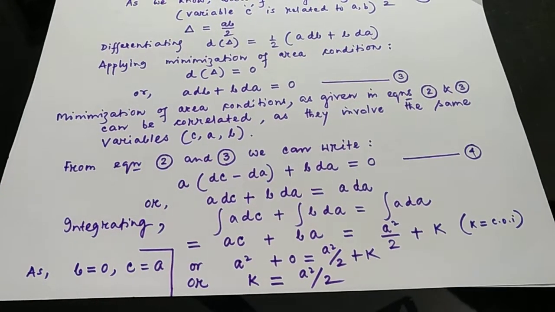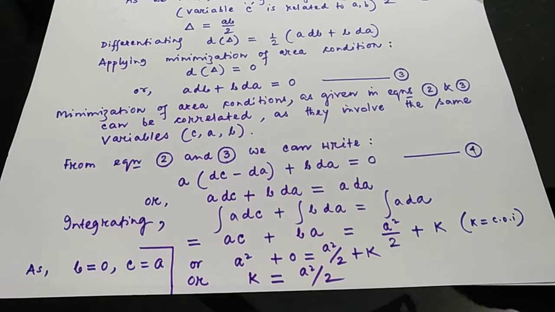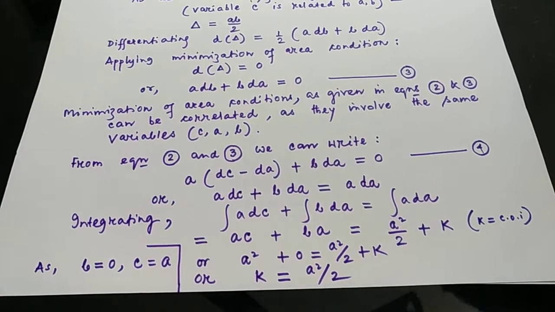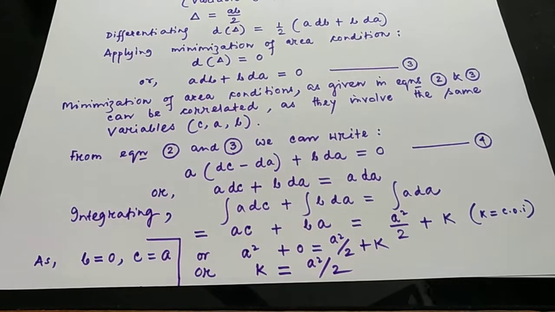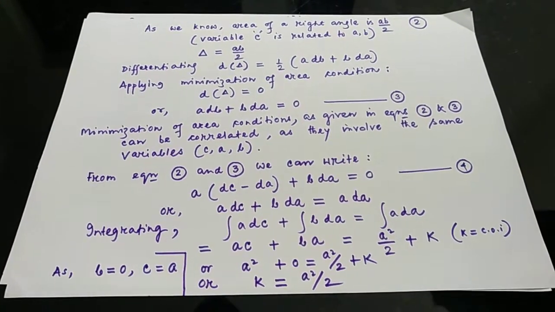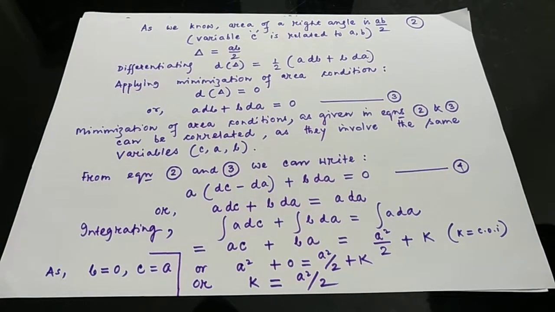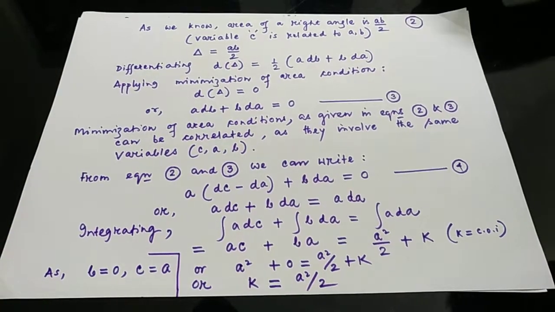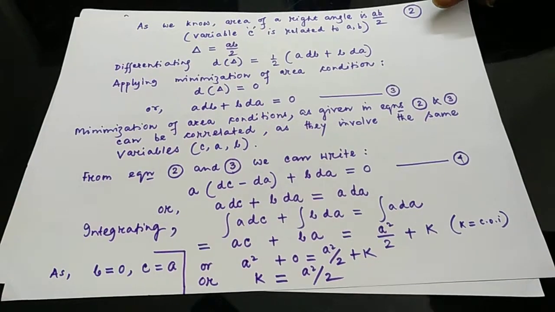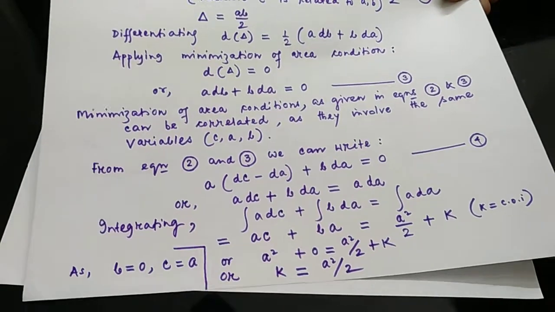and do the integration on both sides of the equation, and out of that we get a constant of integration k. And since we know the precondition when b equals 0, c equals a for the right angle triangle, we get the constant of integration as a square by 2. And now we'll put the constant of integration a square by 2 back to the previous equation and form the final equation on slide 3.